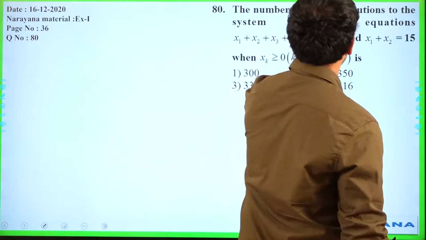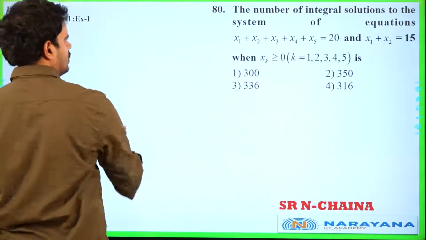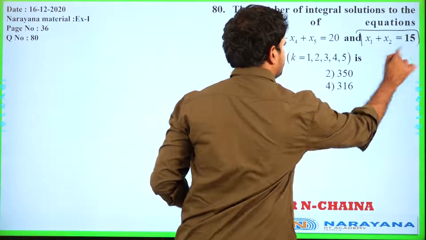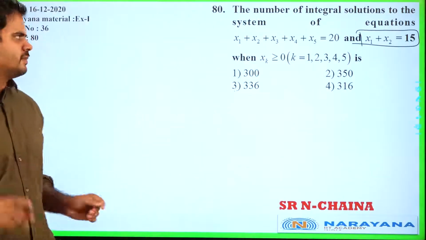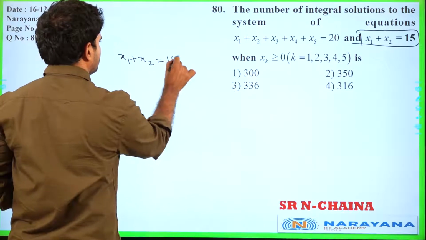x1 plus x2 plus x3 plus x4 plus x5 equal to 20 people. x1 plus x2 equal to 15. First let me do for this part people. So if you write x1 plus x2 equal what? 15. This becomes what people?